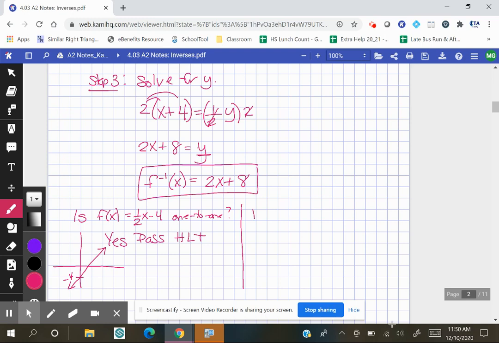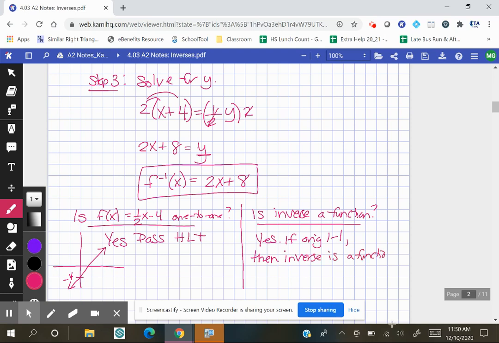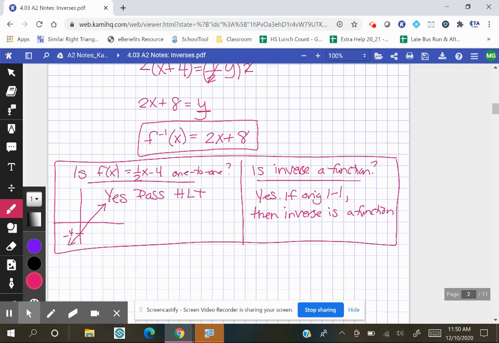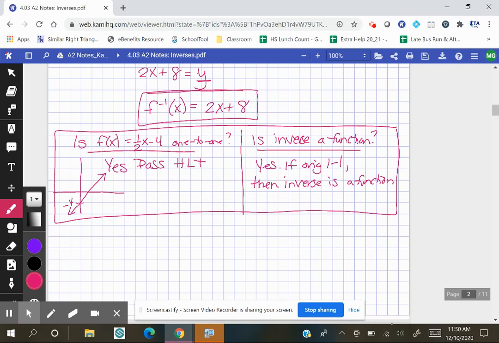Okay, and then if the original function is 1-to-1, is the inverse going to be a function? And you'd say yes. If the original is 1-to-1, then the inverse is a function because the original, if it's 1-to-1, that means the y values don't repeat, and those y values now become your new x values in the inverse. You also could, of course, look at this equation and know that this is a function because it's not a vertical line, but it is a line indeed.